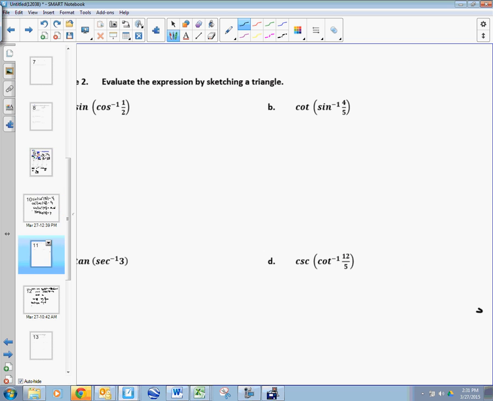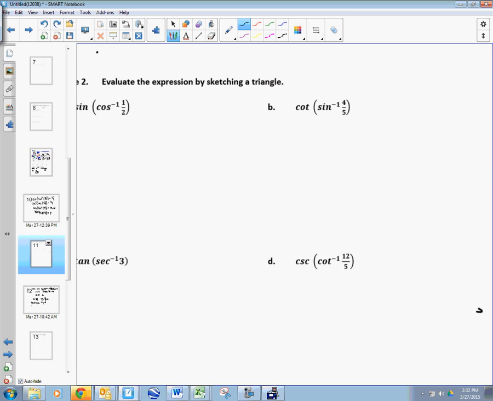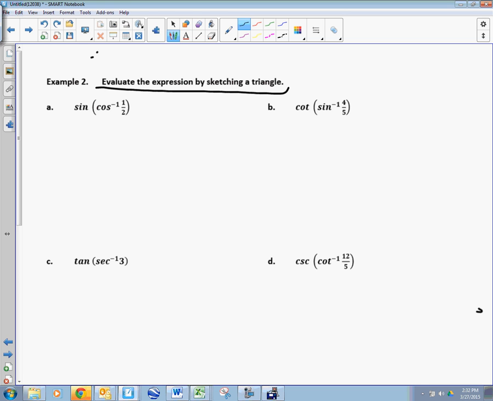Now, when they don't cancel each other out is on your backside, and this will be the more challenging part of your assignment. Still not that difficult. But what if we have the sine of the cosine inverse of 1/2? It says evaluate the expression by sketching a triangle. Cosine inverse of 1/2 means a 60-degree angle, and then the sine of 60 is the square root of 3 over 2. However, that's because we know it's a special value. But what if it's 4/5? So we're going to show you how to use a triangle to find the exact value rather quickly. And here's how you do it. We sketch a triangle.